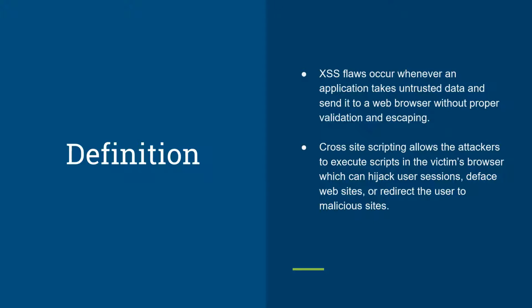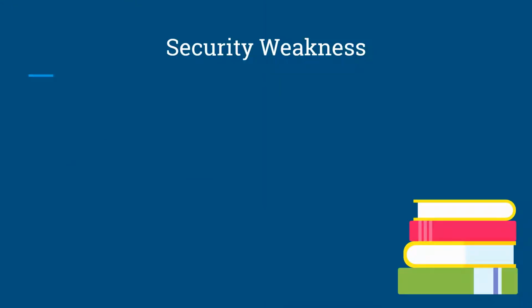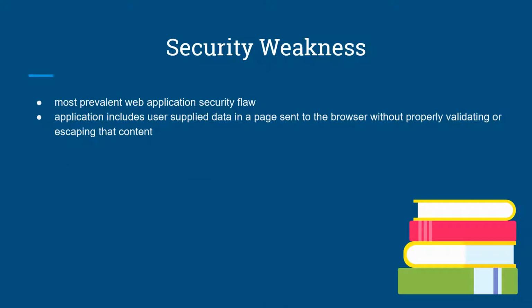Cross-site scripting allows the attacker to execute scripts in the victim's browser, which can hijack users' sessions, deface websites, or redirect the users to malicious sites. Now under security weakness, cross-site scripting is the most prevalent web application security flaw. An XSS flaw occurs when an application includes user-supplied data in a page sent to the browser without properly validating or escaping that content. There are two different types of XSS flaws, stored and reflected.